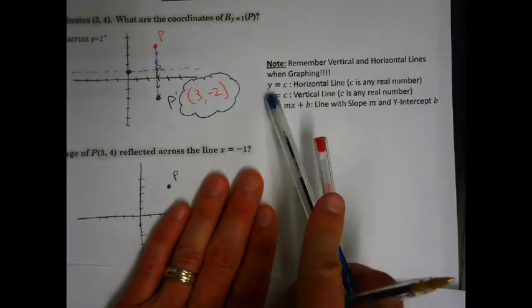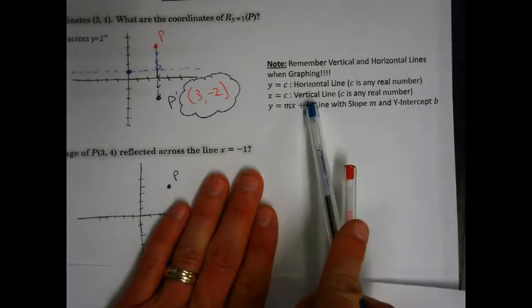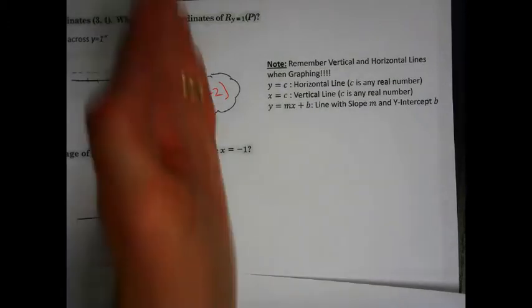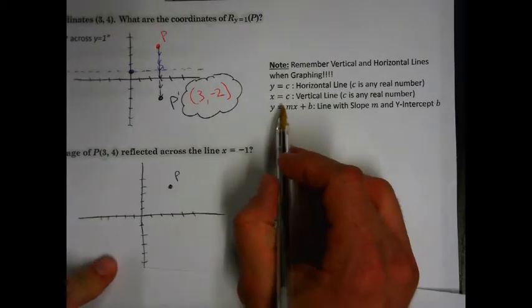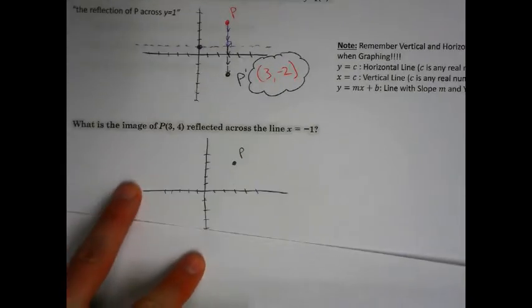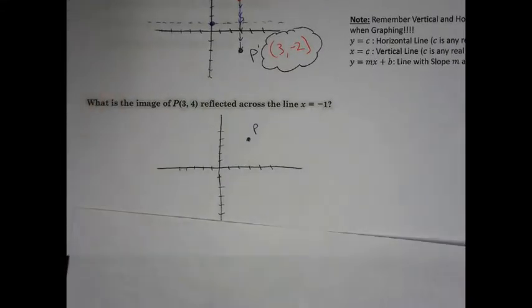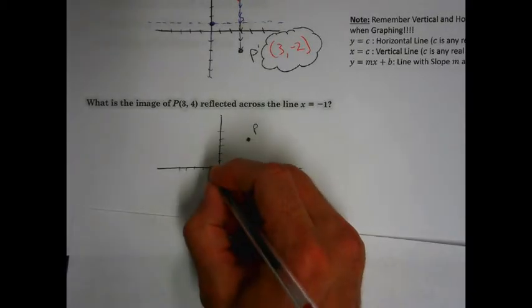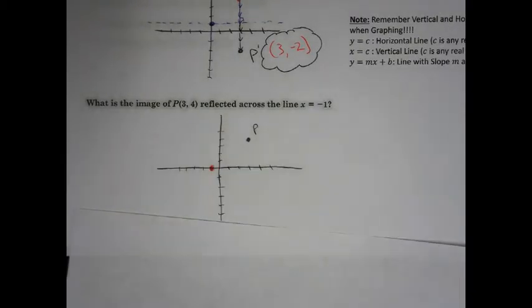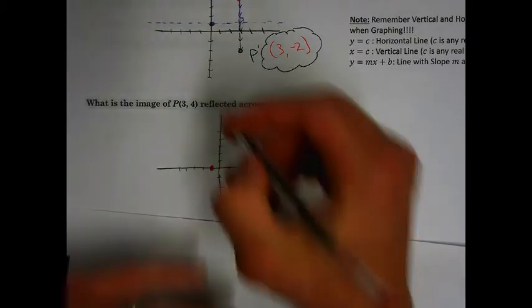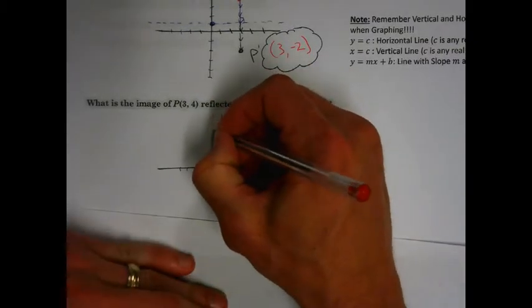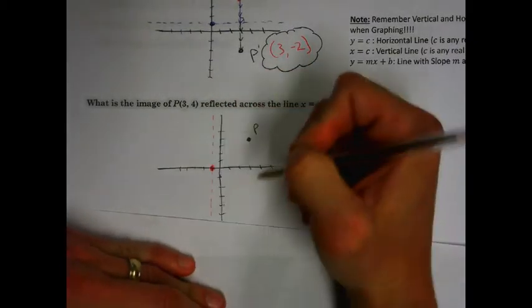Now what we have to do is figure out where in the world is the line x equals -1. Remember your note, right? x equals something. That's a vertical line. Up and down. So x equals -1 is a vertical line where x is -1. So let's draw a vertical line where x is -1.